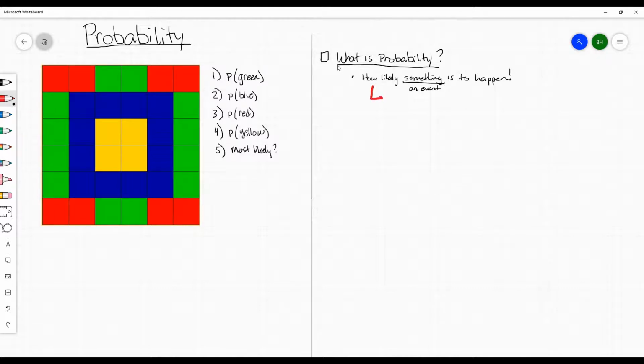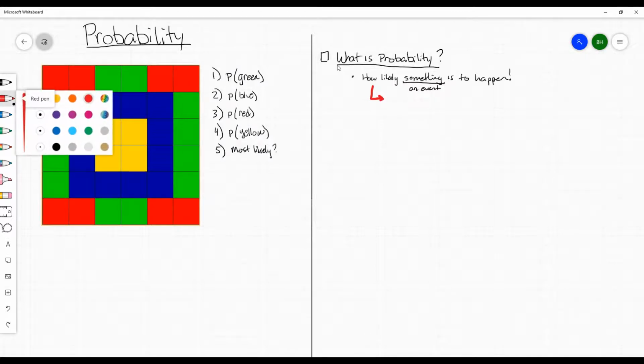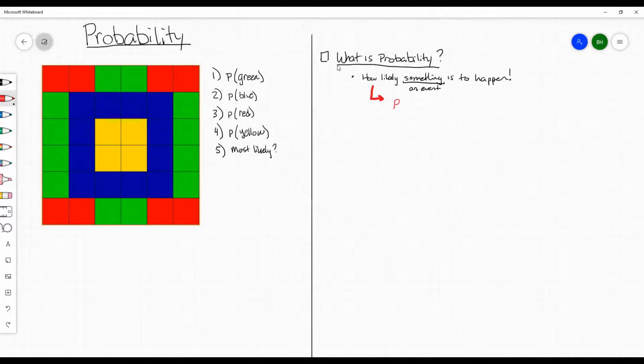This scenario can actually be written a little bit differently, in terms of different notation. P is going to stand for probability. Exactly what is the probability of an event? So we're going to use notation that looks something like this to help us look at the probability of some event happening. In this case, we have the probability of us hitting the green square or green tile. Here we have the probability of us hitting the blue, here the probability of us hitting red, and the probability of us hitting yellow.